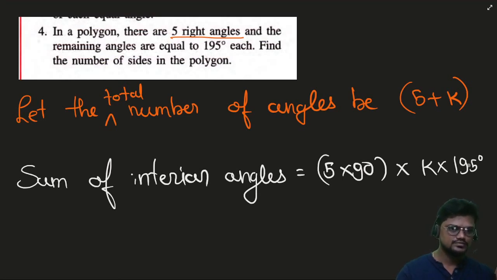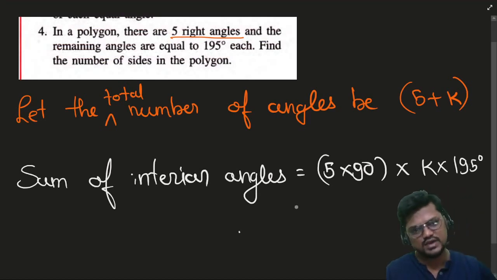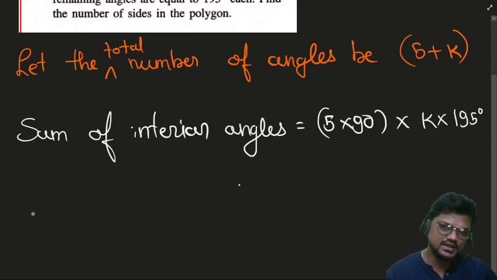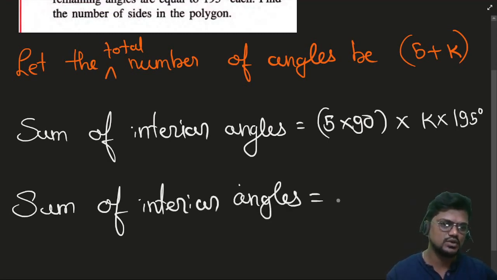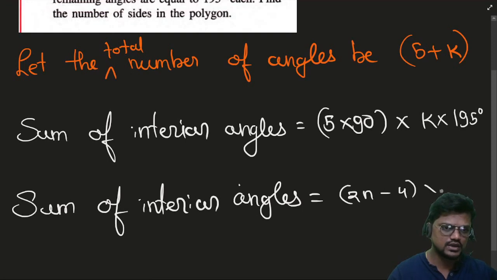Fine? Yes, sir. Okay, so for this one, why didn't we use the 2n minus 4? We are going to use the formula. The sum of interior angles for a polygon is also equal to this. That was as per the case. Now I am doing it with the formula. As per the formula, it is 2n minus 4 into 90 degrees.